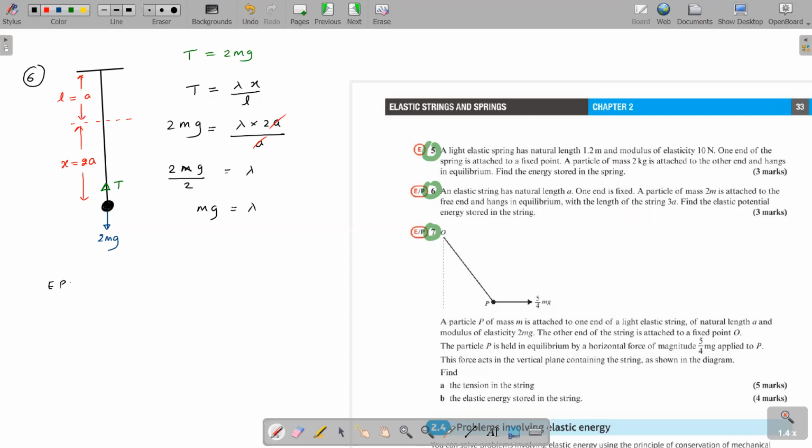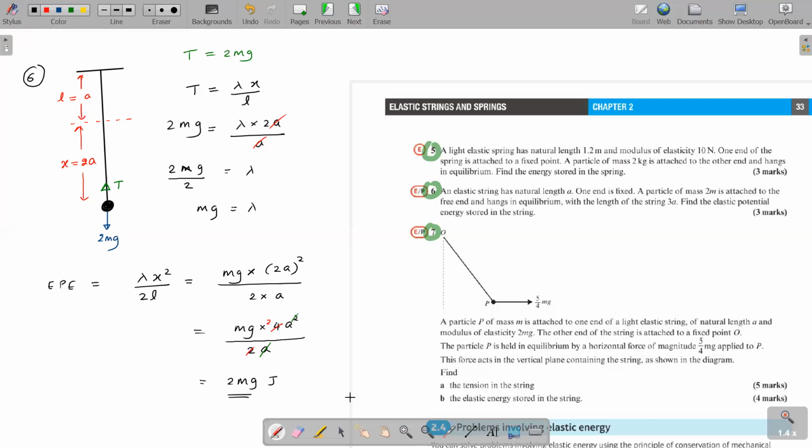So elastic potential energy stored in the string is lambda x square over 2L. Lambda is mg, x is 2a, right? So 2a square for x square over 2 times natural length is a. mg into 4a square over 2 times a. A will cancel out. You can cancel out 2 and 4. So the answer will be equal to 2mg.